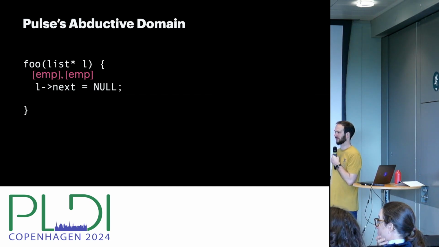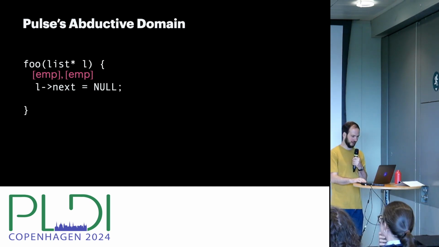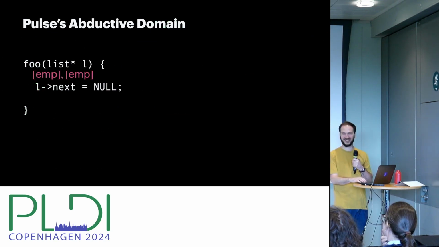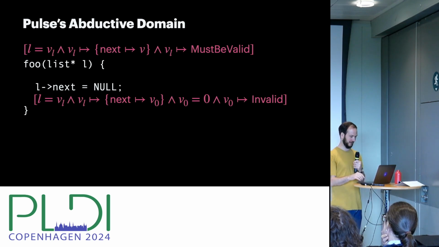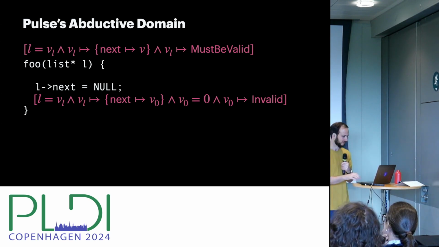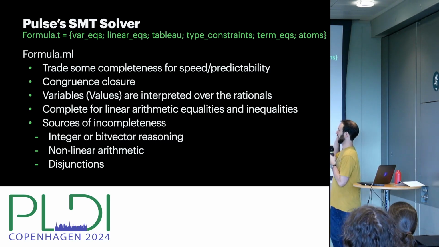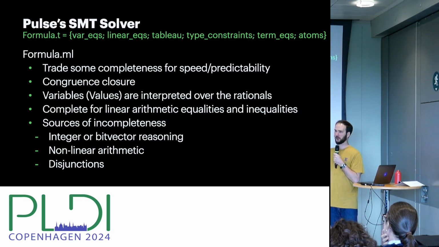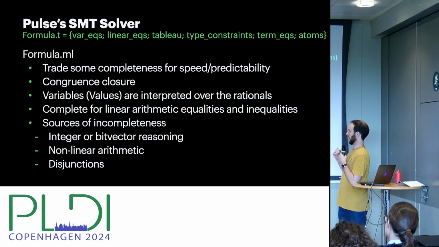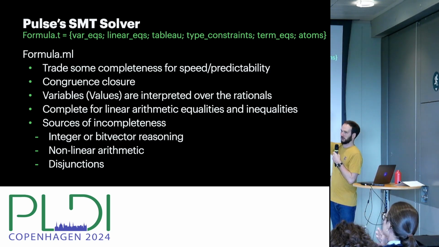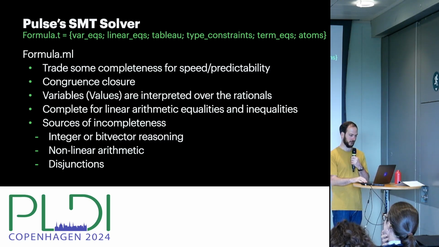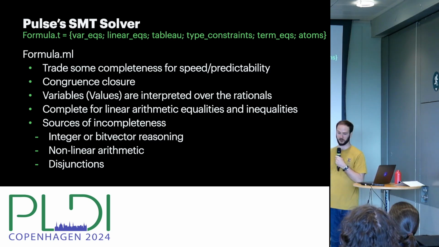Will you tell us what is a join in this domain? Yes, this is coming. So we're not done building the Pulse abstract domain yet. But first I wanted to just say a few words about the formula, although I don't really have time. But basically, there's a little SMT solver inside of Pulse that can do reasoning on linear arithmetic, equalities and inequalities. It pretends everything is rational, so it's not very good at integer or bit vector reasoning or disjunctions as well, because it doesn't really do a lot of case splitting. But for programs, that's often enough.